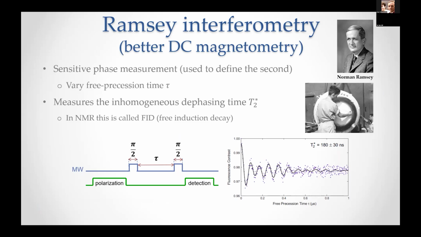It's very efficient. You don't do anything. You wait, and then you measure. So you can measure with another pi/2. You can measure in NMR just by looking at the precession. But then you just measure. In the NVs, we apply another pi/2.